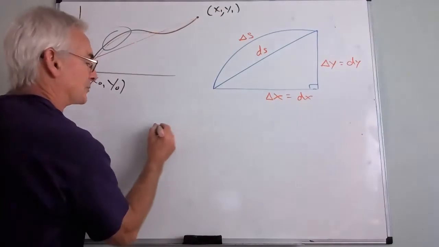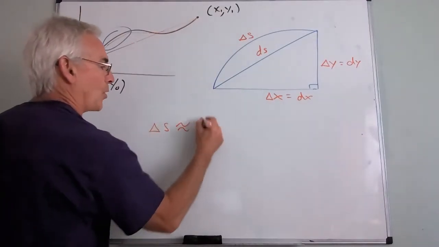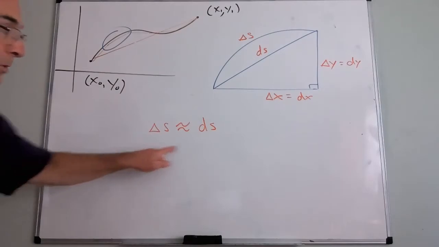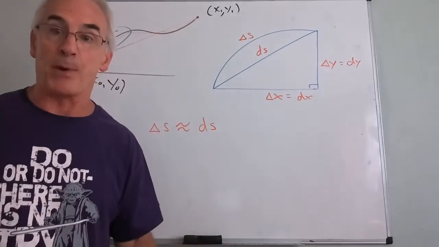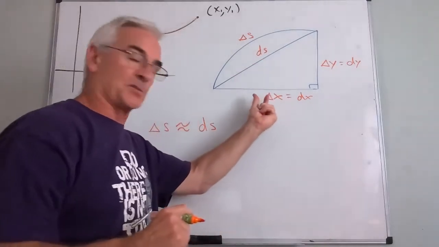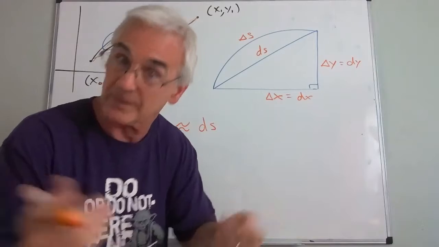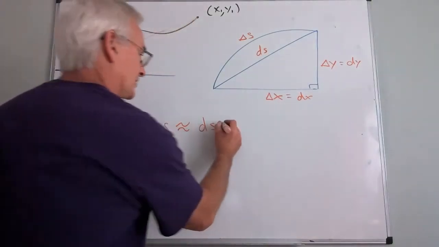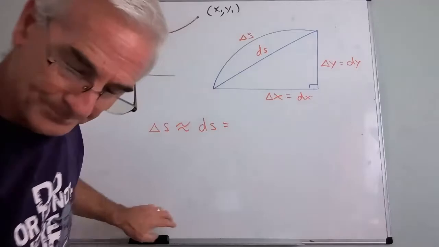So the whole point in this problem is to estimate delta S with ds. This is the formal correct way of saying it. Delta S cannot equal ds. That's impossible. But if I take the limit as these get smaller and smaller and smaller, obviously delta S and ds get closer and closer and closer together. So let's do the calculation. This is just simply the distance formula.